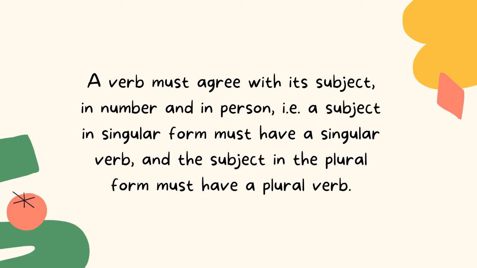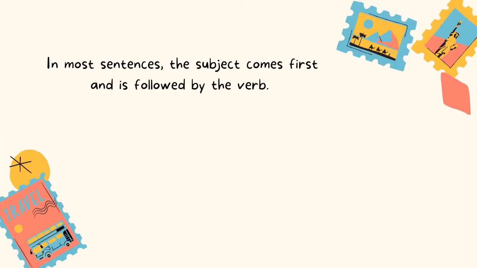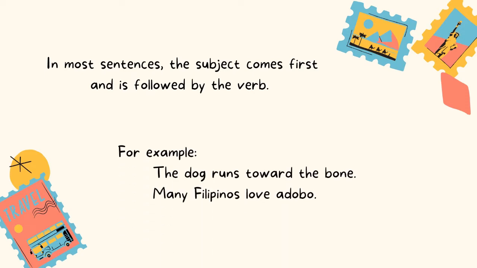Specifically, a subject in singular form must have a singular verb, and a subject in plural form must have a plural verb. In most sentences, the subject comes first and is followed by the verb. For example, the dog runs toward the bone. Many Filipinos love adobo.